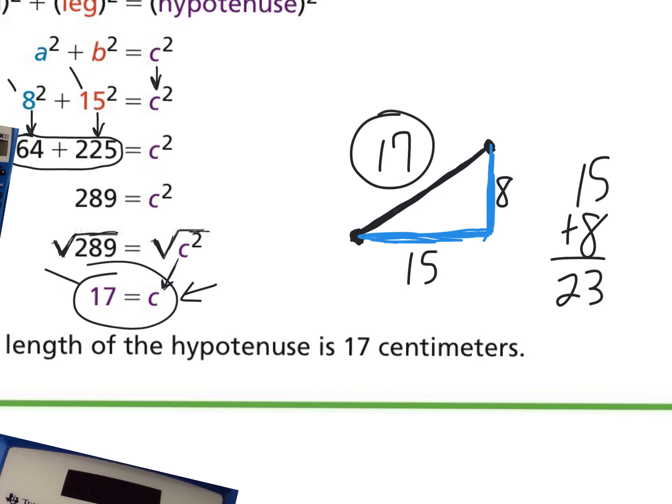So this gives you a little bit of an idea on how to work with the Pythagorean theorem. We will continue in the next video.